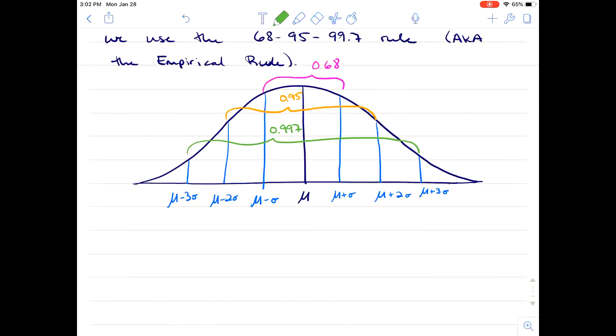So what that's telling us is that going beyond 3 standard deviations on either side, it doesn't matter if you go down or up, it's very unlikely to see that. Cool.